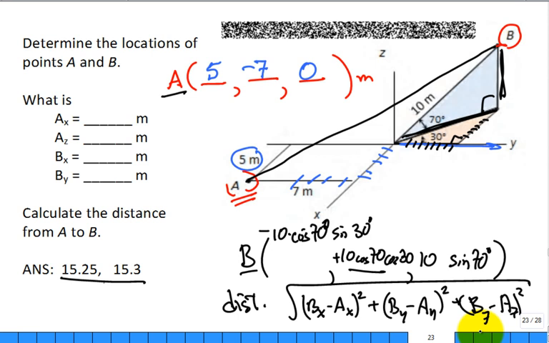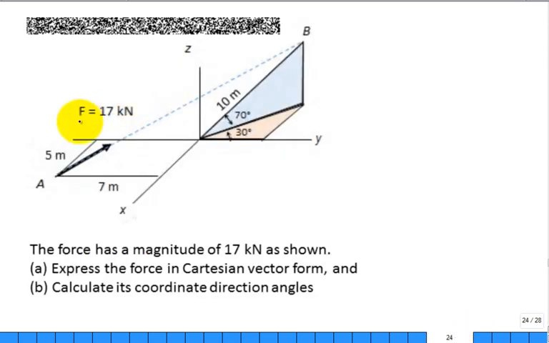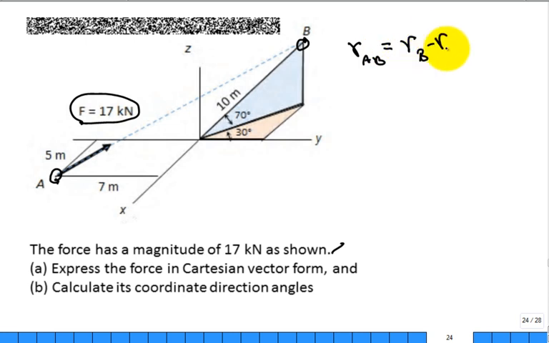Let's say that there's a force, I think that's the next part, that is 17 kilonewtons. And we know its line of action goes through points A and B. You want to represent that as a force vector in 3D. So what are the steps to do that? Get that displacement vector from A to B, which is R sub B minus R sub A. Then we want to turn that into a unit vector from A to B.